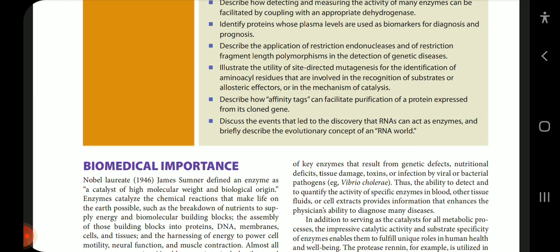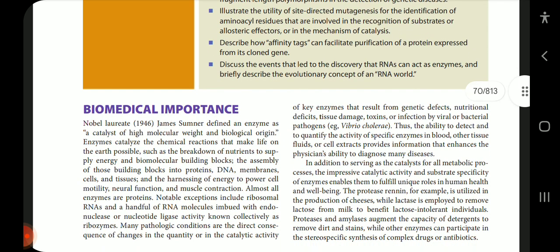Illustrate the utility of site-directed mutagenesis for the identification of aminoacyl residues that are involved in recognition of substrates or allosteric effectors or in the mechanism of catalysis. Describe how affinity tags can facilitate purification of a protein expressed from its cloned gene. Discuss the events that led to the discovery that RNAs can act as enzymes and briefly describe the evolutionary concept of an RNA world.